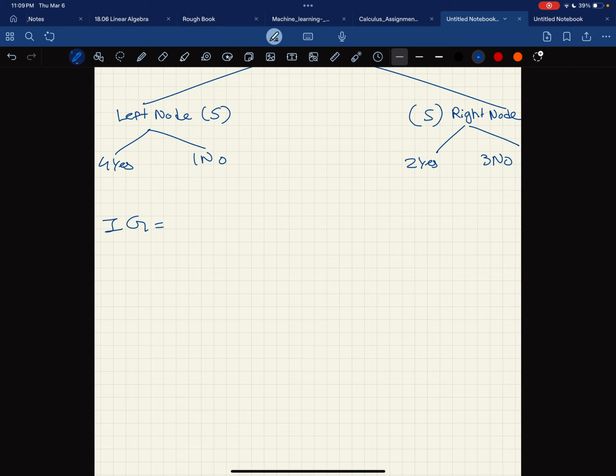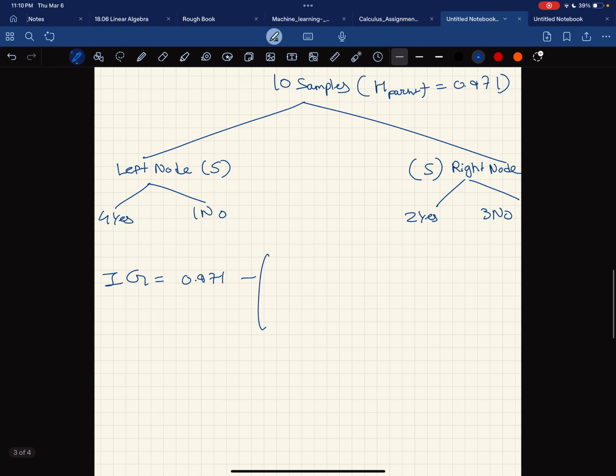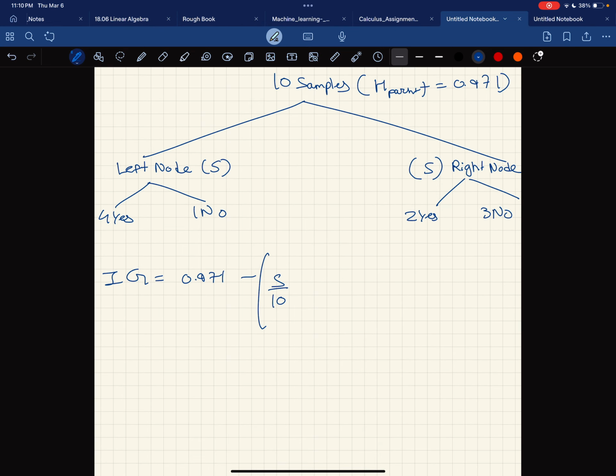Information gain would be the parent's entropy, that is 0.971, minus the entropy of the data set of the left child upon the data set of the parent, that would be 5 by 10. I have calculated this entropy already to save us some time. Entropy of this was equal to 0.72 and here entropy was equal to 0.97.